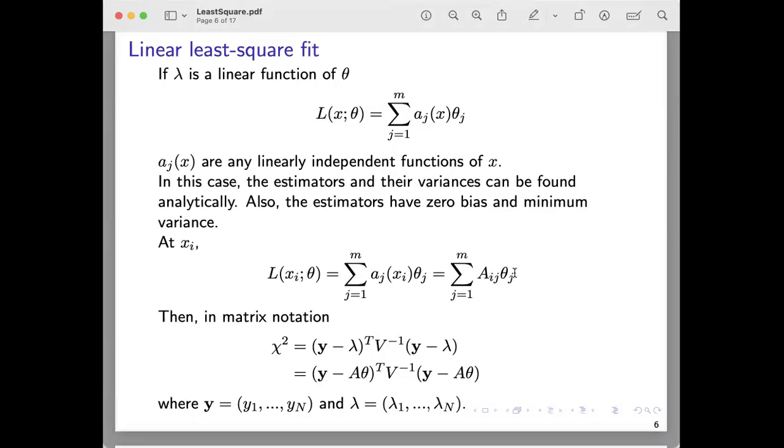Now in matrix notation, the chi-square, which is written as y minus lambda transpose V inverse y minus lambda, can be written with A times theta in place of lambda. So you will get this chi-square, where y minus A theta is basically a column matrix.